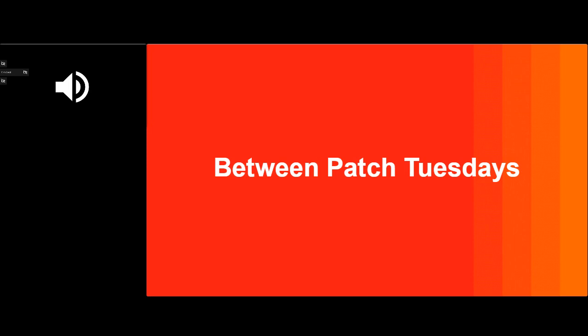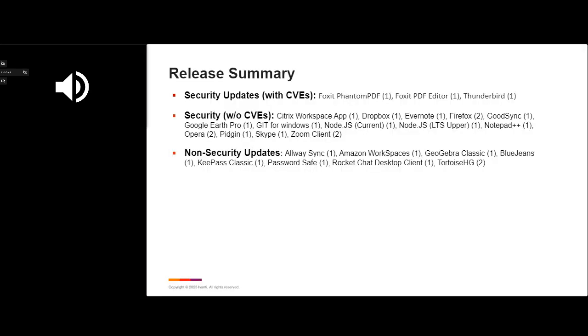So we'll see if we can find an answer for you here in the next couple of minutes. But while we're doing that, I'll jump into between the Patch Tuesdays. There were actually a light number of security updates between the December Patch Tuesday and now, which is not unexpected. As the year wraps up, a lot of organizations are trying to keep only necessary updates. So Foxit Phantom PDF, Foxit PDF Editor, and Thunderbird were the only security updates confirmed with CVEs that we saw in that time frame.